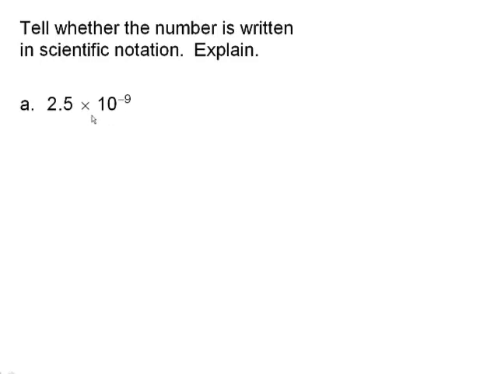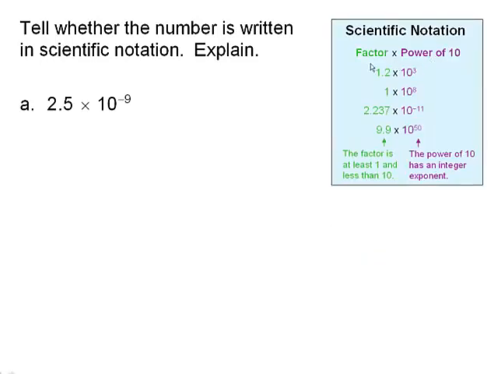written in scientific notation. For a number to be written in scientific notation, it should consist of a factor times a power of 10. So here's a few examples. The factor is 1 2/10, and the power of 10 is 10 to the third power. Another one, 1 times 10 to the 8th power. 2 237 thousandths times 10 to the negative 11th power. 9 9/10 times 10 to the 50th power. These numbers all consist of a factor times the power of 10, and they're all written in scientific notation.